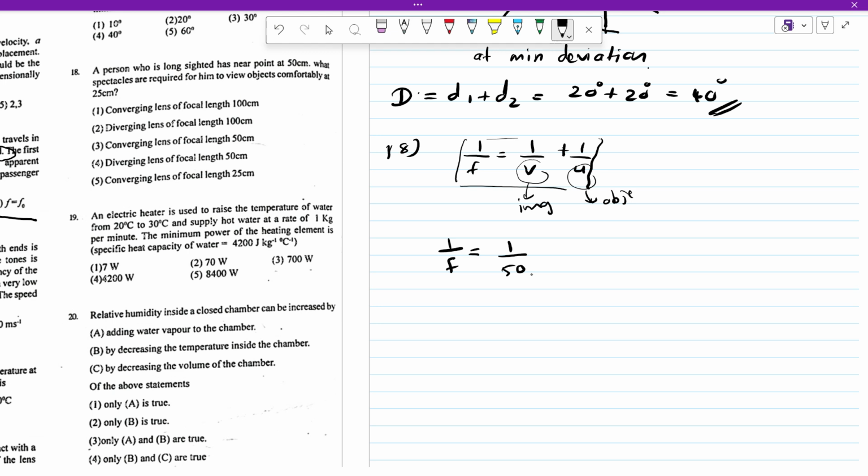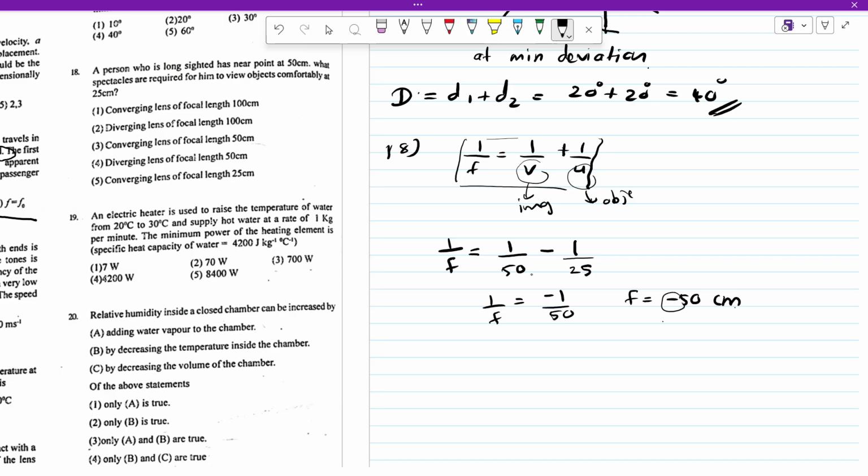For objects at a distance of 25 centimeters visible to him, let's apply the lens formula to the lens of the eyeglass. Since it's a real object, coming from the opposite side, not in the direction which the light travels, it has to be negative. So it is minus 1 divided by 25. Once you simplify this, 1 over f is minus 1 divided by 50, thereby f equals minus 50 centimeters.